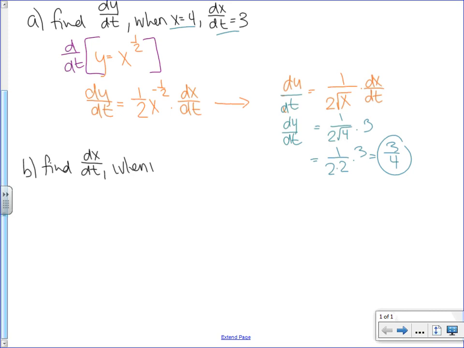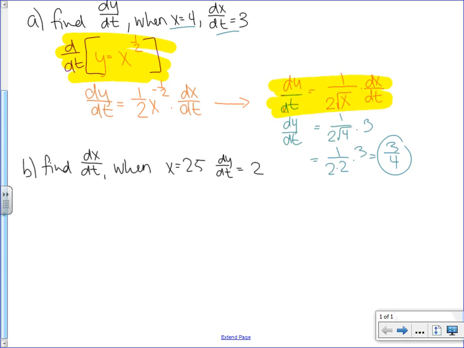For part B, they wanted us to find dx/dt. And they said that this was when x was equal to 25 and dy/dt was equal to 2. So again, we're going to take the derivative of the original function that they gave me, and that is just going to be the same derivative that we did up here. So it's the same work. I'm going to be working with this derivative once I simplified it. So no need to write all that all over again if you don't want to.